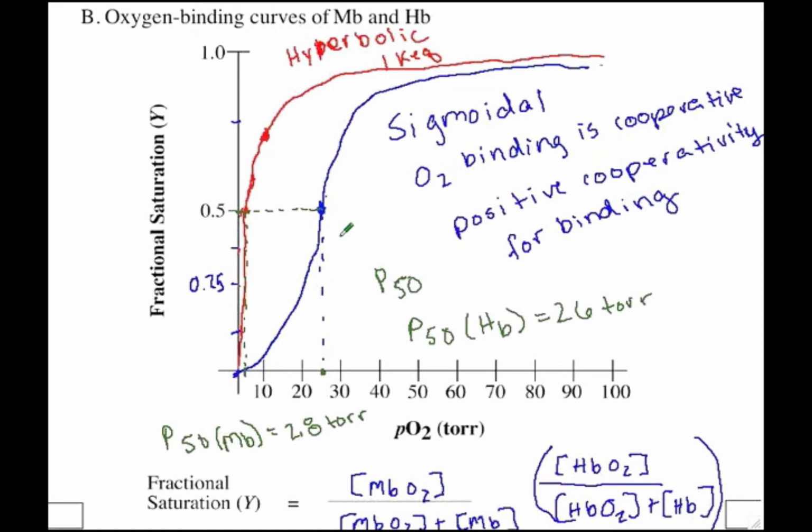But one thing that we could state before we leave this behind is that if you look at the two curves, the sigmoidal hemoglobin curve and the hyperbolic myoglobin curve, one thing that you notice is that at all partial pressures, myoglobin has a greater fractional saturation. So that means that myoglobin has a greater affinity for oxygen at all partial pressures.